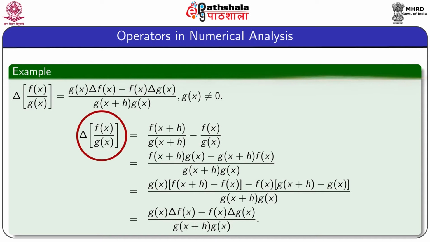Delta of f(x) by g(x) equals f(x+h) by g(x+h) minus f(x) by g(x), as per the definition of the forward difference operator. After simplification, this expression becomes [f(x+h) into g(x) minus g(x+h) into f(x)] by g(x+h) into g(x), and after simplification lastly we get g(x) into delta of f(x) minus f(x) into delta of g(x), whole divided by g(x+h) into g(x). So, this is the result of the forward difference operator on the division of two functions.